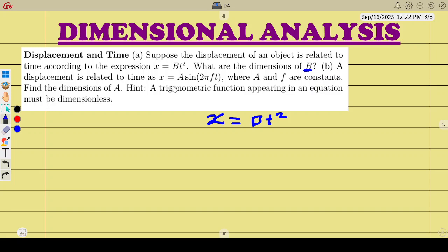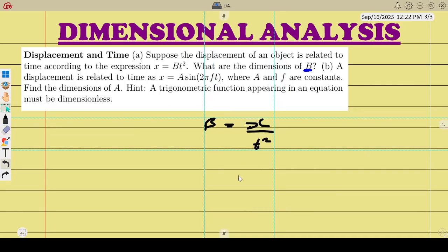For us to know the dimensions of b, we make b the subject of the formula, meaning we divide by t squared, and b will be equal to x over t squared. So the t squared has cancelled. We have x over t squared, and then from here we just substitute with the units. So what are we going to have?